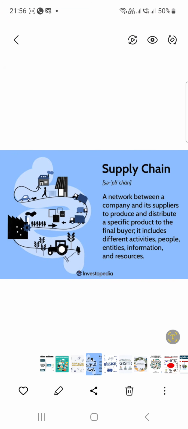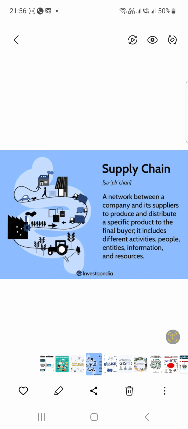So if we go to the supply chain, this is something which is very much advanced. Supply chain is something where it talks about a network between the companies and its suppliers to produce and distribute a specific product to the final buyer. It includes different activities: people, entities, information and resources. So people, entities, information and resources are involved everywhere, even in logistics.